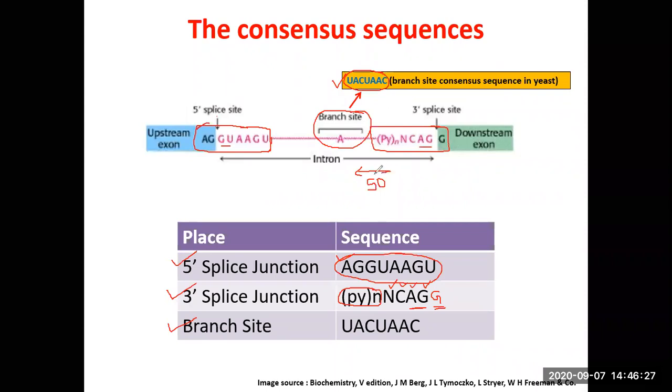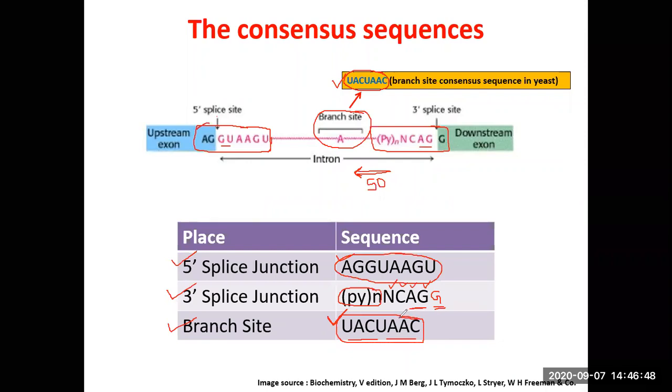50 nucleotides upstream from the 3' splice junction, in yeast this is the sequence. In yeast it is called a consensus sequence, UACUAAC. In case of mammals, in humans particularly, we do have a branch site sequence, but it is not consensus.